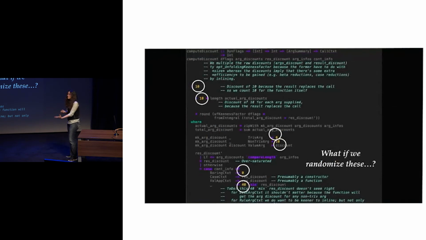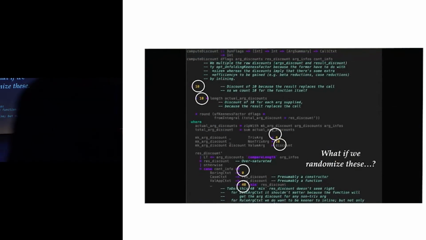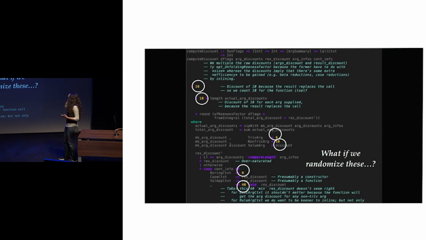So we went a little bit further with this smaller set of packages, as we intended to do. Right here, we're looking at some code in the inliner that computes the discount. I'll explain a little bit of what it does. But notice that there are some circles in here, and the circles are around magic numbers. They're just numbers that were hand-coded into this discount, and they stand out because they seem a little bit arbitrary. For this top one, we'll just read the comment. It says a discount of 10 because the result replaces the call, so we count 10 for the function itself.